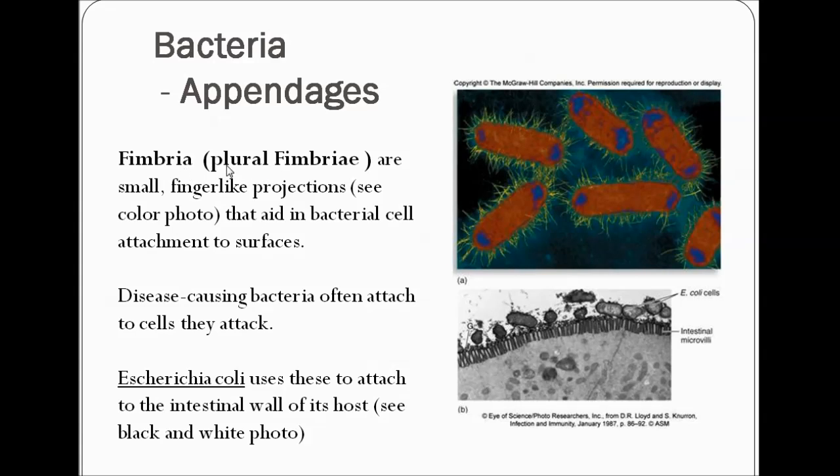Fimbriae, or fimbria in the singular, are these little finger-like projections all over the outside, and disease-causing things often use those to attach and hold on to the host. E. coli lives in our guts, I mean, not in our stomach, in our intestines, and they hook on by the same thing.